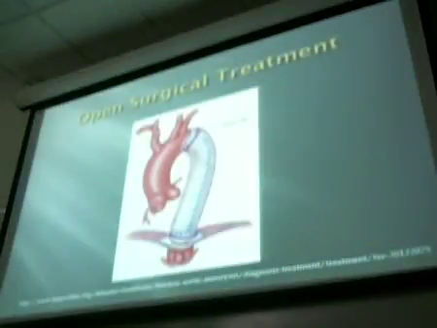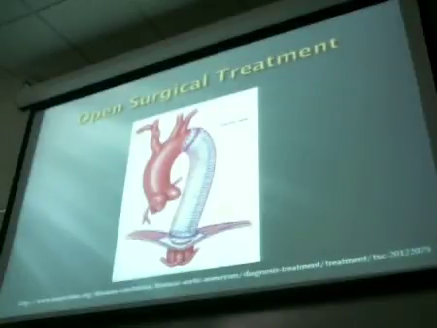So this is, I thought, a pretty cool picture of what an open surgical treatment graft would look like. So you can see this is the end result. They would have clamped on either side, cut it out, sewn the graft in on both sides, and off you go. So again, this is just for descending, right? Because like we just said, you can't put that in ascending. That would cause problems.